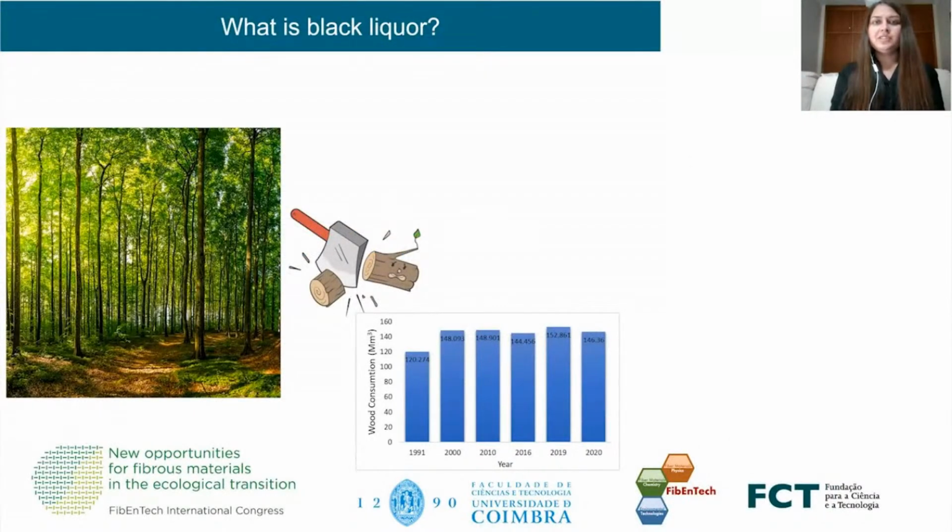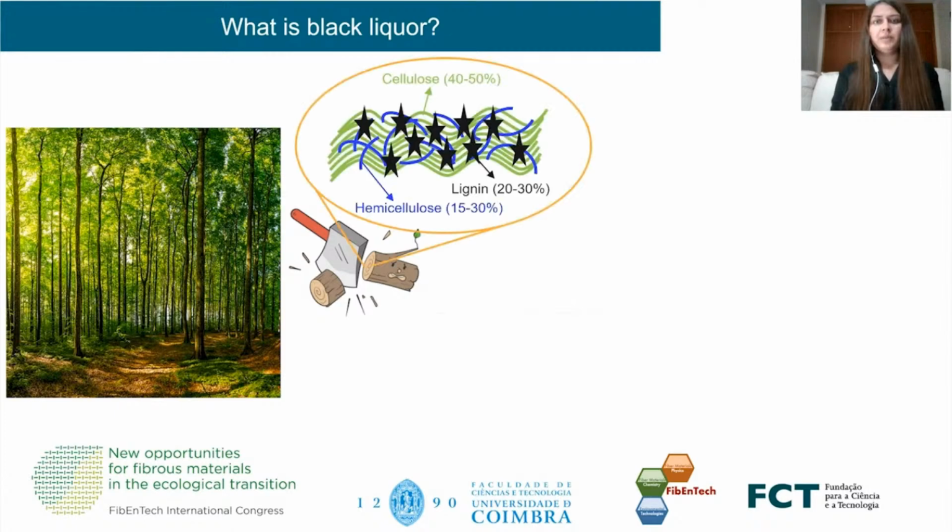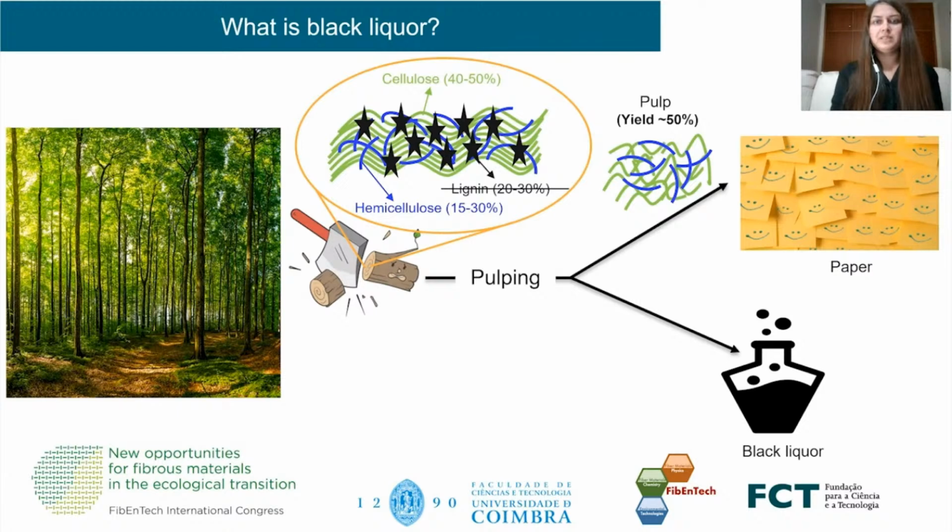So black liquor is generated as a side stream of the pulping process, and the most dominant pulping process is kraft pulping. In this process, wood is cooked with highly alkaline pulping liquor to remove the lignin. After the pulping process, approximately 50% of the biomass is converted to pulp, and the rest 50%, which is mainly lignin and some amount of hemicellulose, gets dissolved in the spent pulping liquor, which is generally referred to as black liquor because of its dark color.